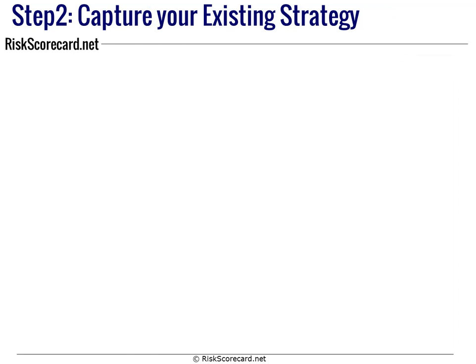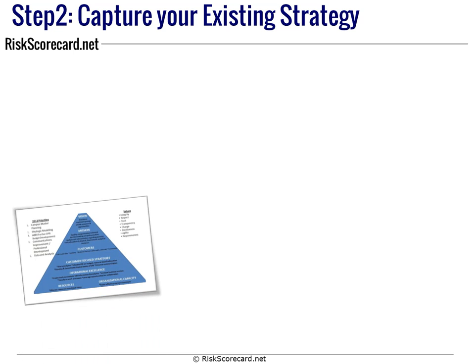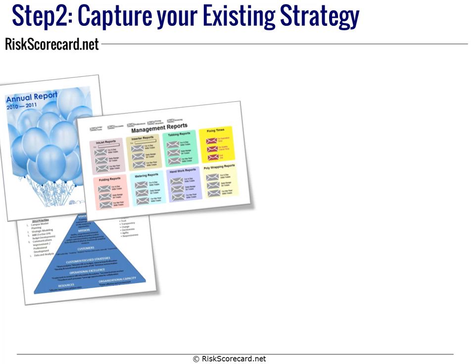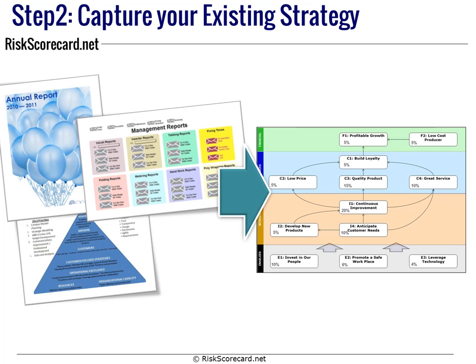Now, the next step is we have to capture your strategy. And again, there's probably many documents available to you that describe your strategy, whether they're strategy documents, annual reports, or the management reports that the executive looks at on a monthly basis. All of those are sources to help you figure out what are your strategic objectives and what are their priorities in this current period. And so I've represented those here as a strategy map. For those of you who have a balanced scorecard, you're familiar with this, identifying the strategic objectives and their weightings.